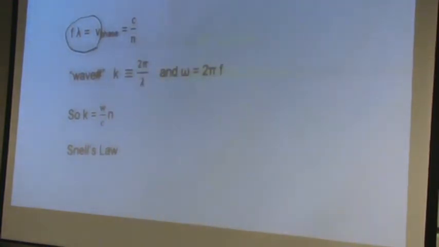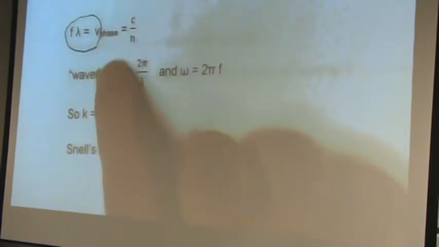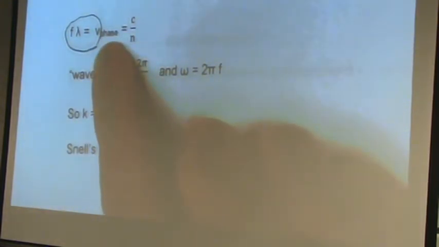The pulse propagates at something called a group velocity. We'll get there when we get into dispersion. But this is the one you know from high school. Frequency times wavelength equals velocity. It's actually the velocity that's not as important as the one you'll see later.